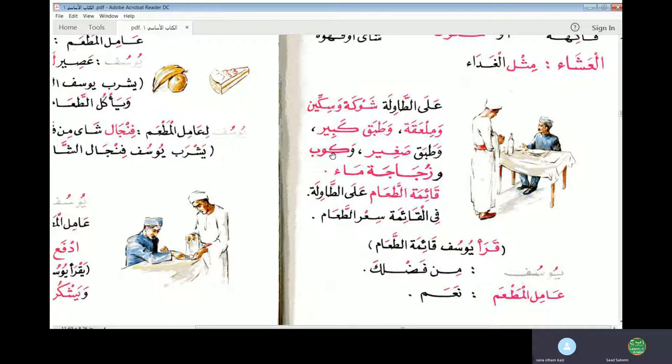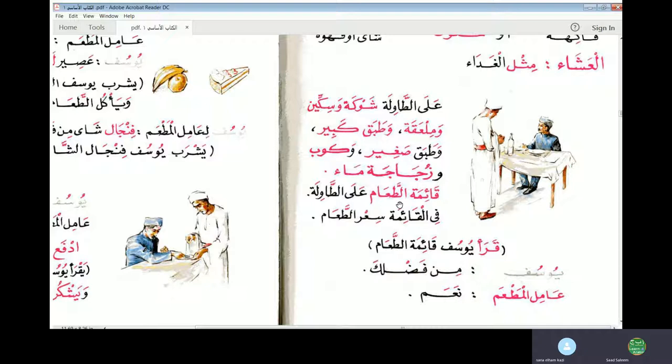Wa kawbun, and a glass. Wa zujajatu ma'in, and a water bottle. Kaimatu ta'ami, the food menu. Kaimatu ta'ami, the menu. Just menu.